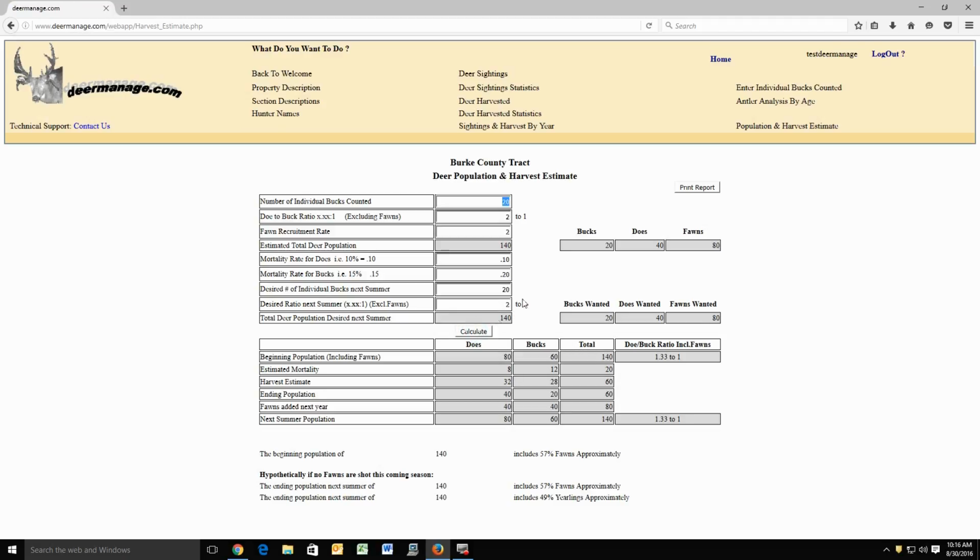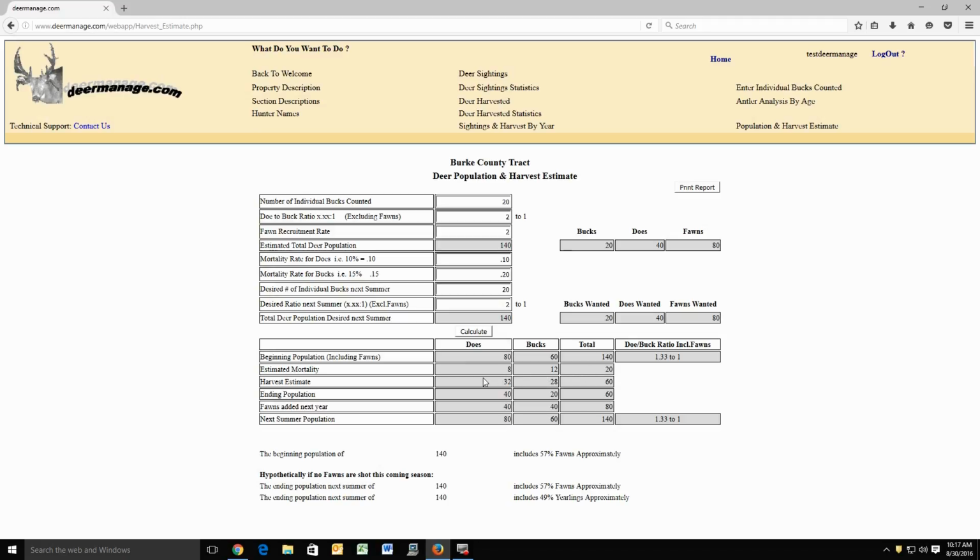But let's calculate and see how these numbers work out. So we're estimating our population to be 140 deer. That would be the 20 bucks with a 2-to-1 doe to buck ratio. That's our 40 does. And with every doe having 2 fawns, we're looking at 80 fawns. So if we go down below, we're estimating our mortality, which is 10% for the does, to be 8 does, 12 bucks for a total of 20 deer.